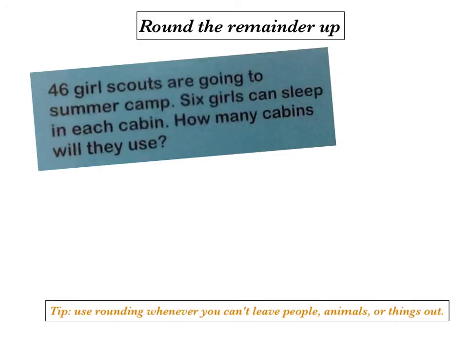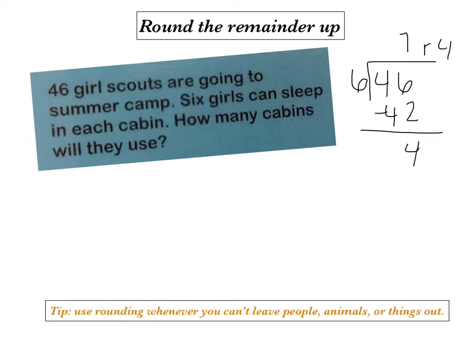Our third example is when we're going to round the remainder up. So here we've got 46 Girl Scouts going to summer camp. 6 girls can sleep in each cabin. How many cabins will they use? So if we have 46 Girl Scouts and 6 can fit in each cabin, how many times can 6 go into 46? 7 times. 6 times 7 is 42. So we've got 4 remainder.